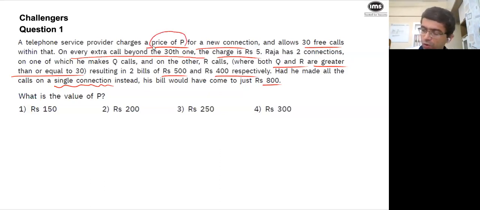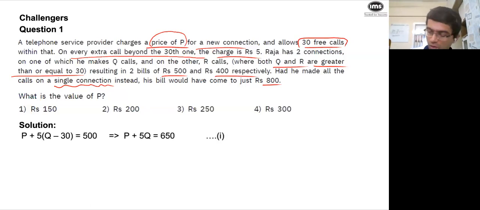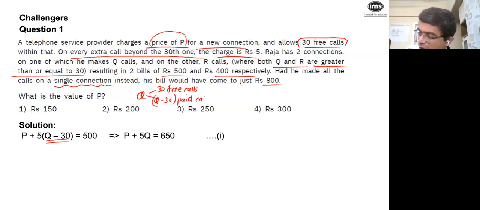In his bill, do you think P is going to be a common factor? Correct, because for every new connection, he is going to pay P. Now, 30 free calls, he will not be charged for any of the 30 free calls. He will be only charged for Q minus 30 calls, because out of Q, 30 will be free calls and remaining Q minus 30 will be paid calls. Hope all of you understand this.